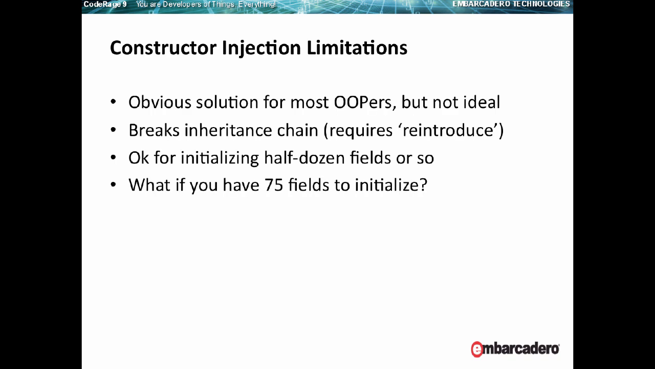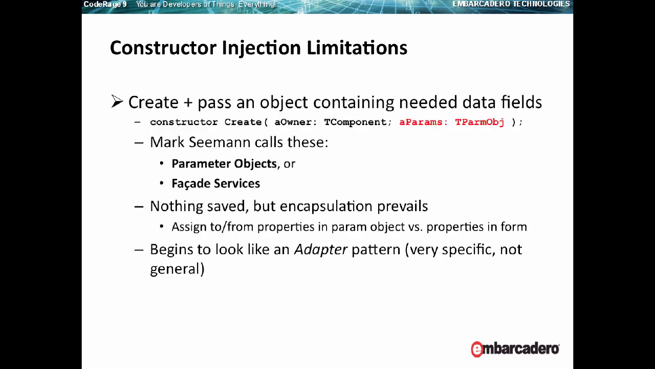But first, I want to talk about some constructor injection limitations. All right? Now, constructor injection is probably the most obvious solution for most object-oriented programmers, but it's not ideal. First of all, it breaks the inheritance chain because it requires the reintroduce tag to be added unless you like looking at dozens of warning messages. And secondly, it's okay, from a practical standpoint if you've got half a dozen fields or so, but what if you got 75 fields to initialize in your object?